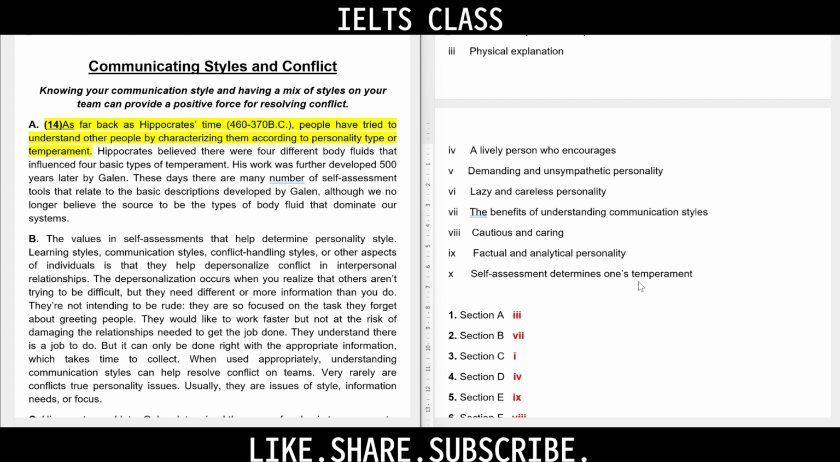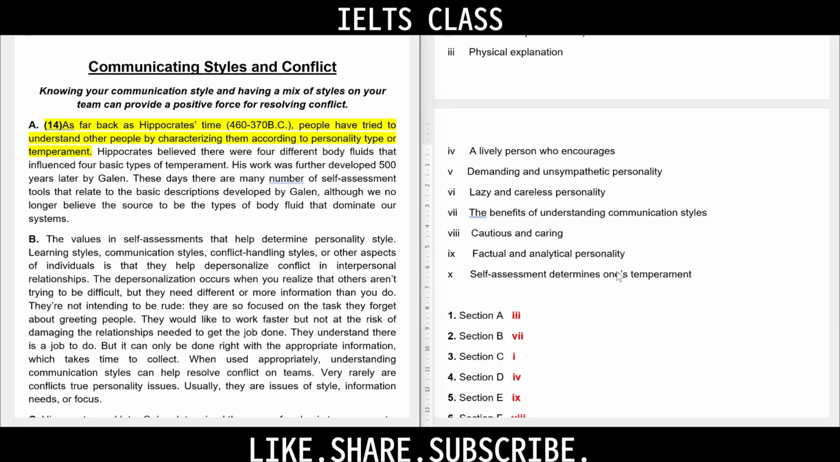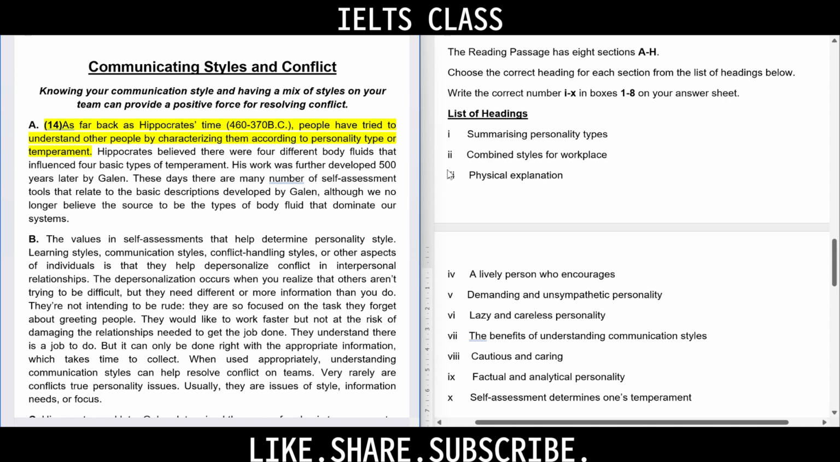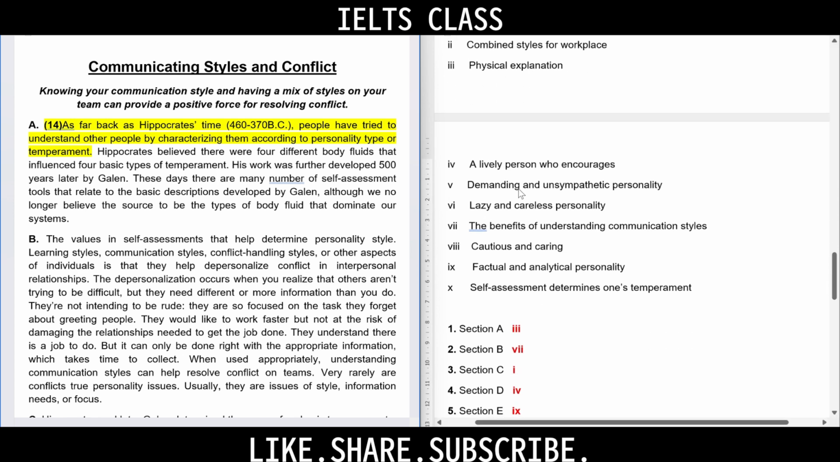Self assessment determines one's temperament. So let's clear whether this heading would be the answer or not. They say self assessment determines one's temperament. But in the passage, they have said that they use self assessment tools to determine one's temperament or one's personality type. But by using those self assessment tools, what is the factor? What is the thing that they would know by which they would describe one's personality type? They have not talked about it yet. So, by using self assessment tools, they can determine one's temperament by considering one factor. But what is that factor? They haven't said it yet. So, we cannot say that self assessment is that factor which would determine one's temperament. They haven't said that in this paragraph. So, definitely, we are with the one and last option only that we have discussed before, that is physical explanation, would be the answer of section A.